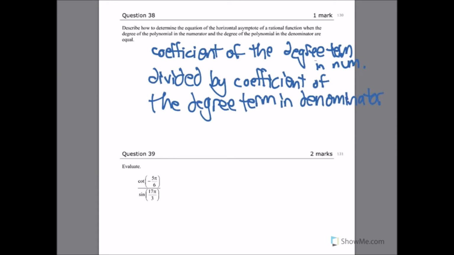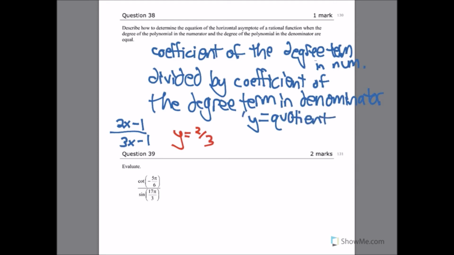For example, if it was 2x minus 1 over 3x minus 1, the degrees are 1 and 1, so we just take 2 over 3, and it'll be y equals 2 over 3. But that should be good enough. We could even add y equals the quotient of those two. That will be the equation of that horizontal asymptote.